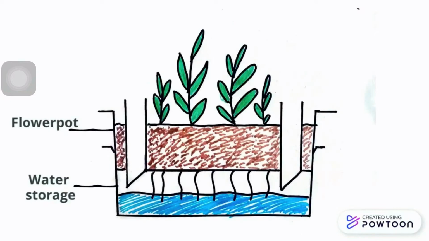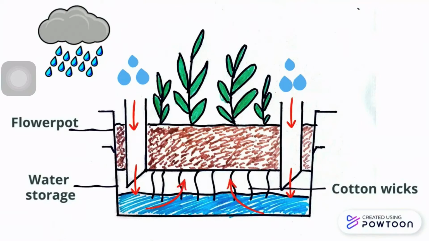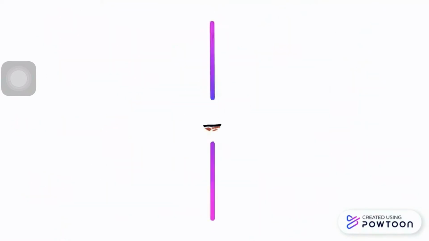In our design, we collect rainwater from the pots through tunnels, and it will be stored in the bottom of the pots, and we apply curtain wicks so that they will absorb water and then transfer it to the soil of the plants. In the dry season, we can still store tap water.